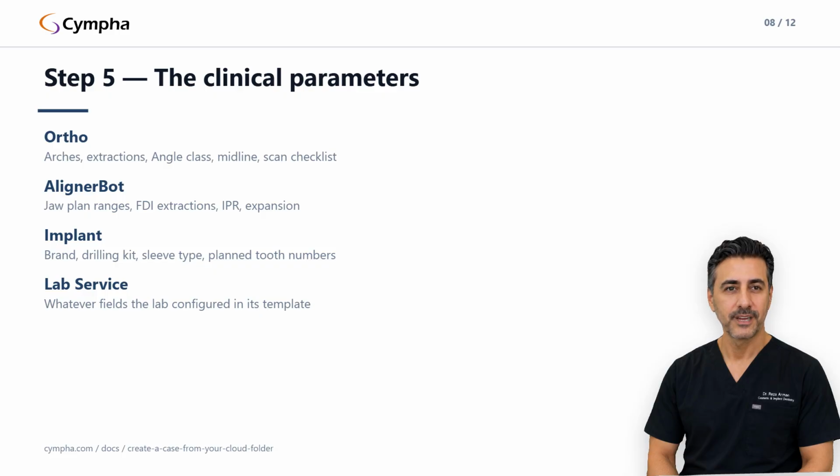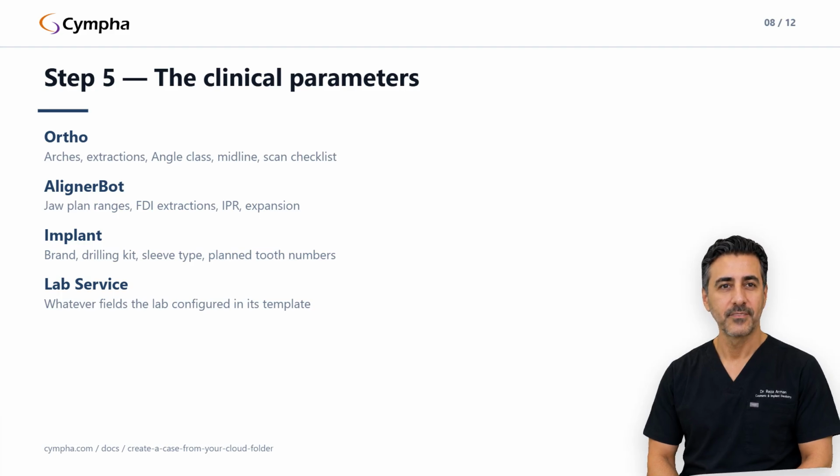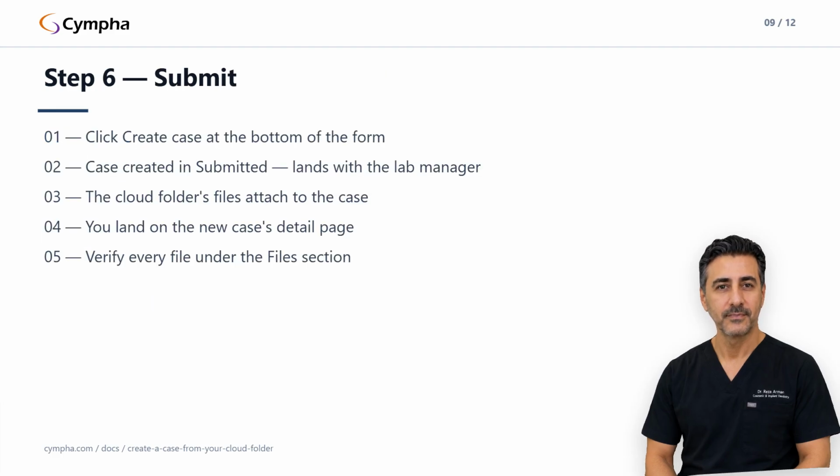Now do the one verification that matters. Scroll to the case's files section and confirm every file from your cloud folder is listed there, ready for the lab or the AI category to start processing. This is your moment to catch a missing file. Comparing the case against your folder takes 10 seconds now and saves a round of confusion later. If something you expected didn't arrive, hold that thought, it's coming up in troubleshooting.